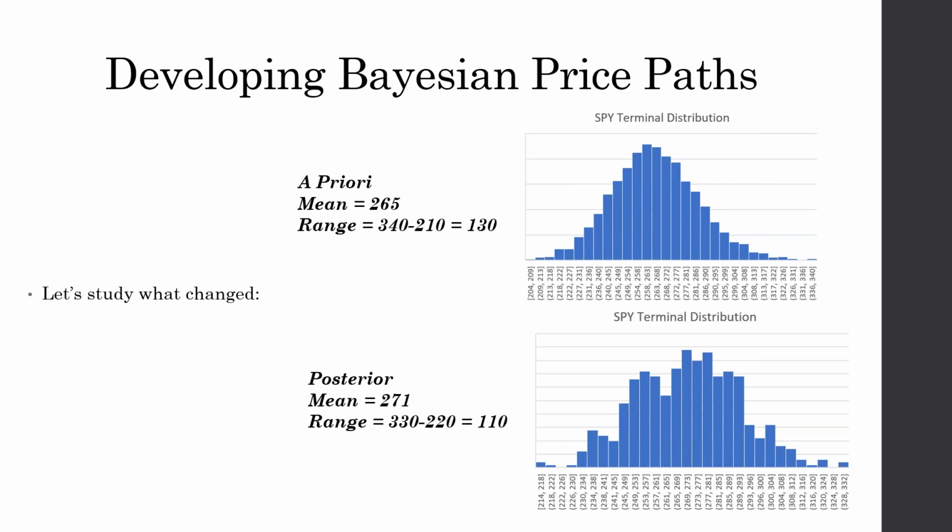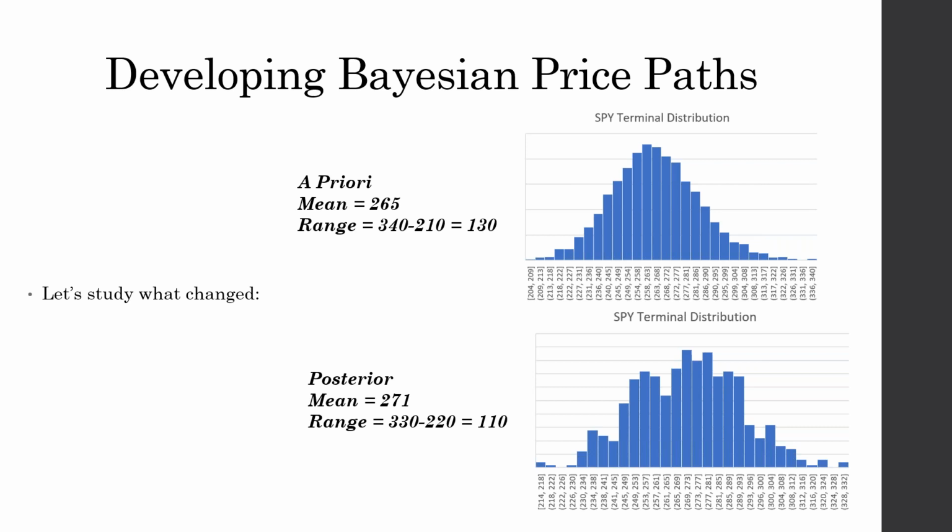Now, just from one Bayesian iteration with all that information, my posterior belief has a mean of 271. It's creeping up on me, creeping to the right. 265 to 271 is increasing a hair. And the range has slightly decreased from 130 to 110. So that tells me that the information being gathered about prospective price paths for SPY, from last week from 245, is creeping up and to the right, and uncertainty is being resolved. I understand the process a little bit more.